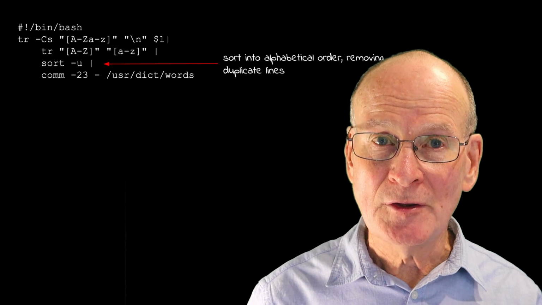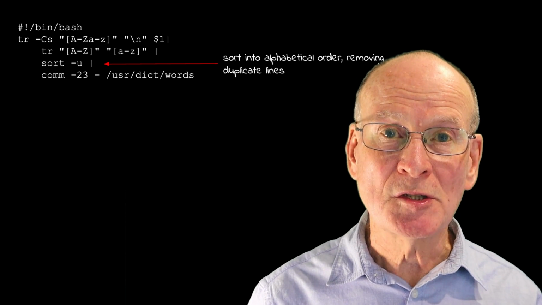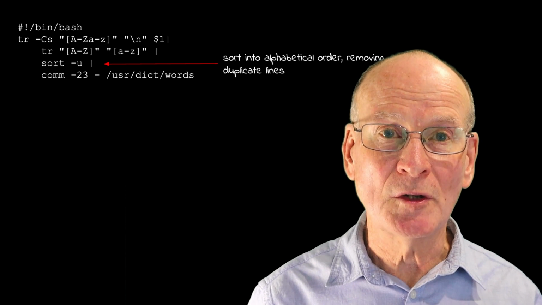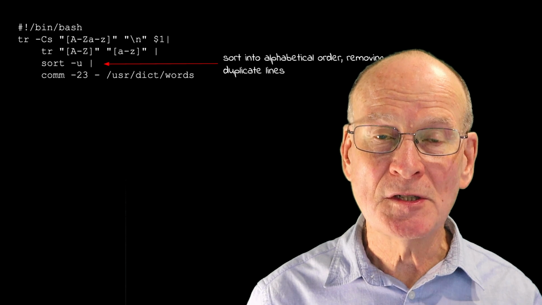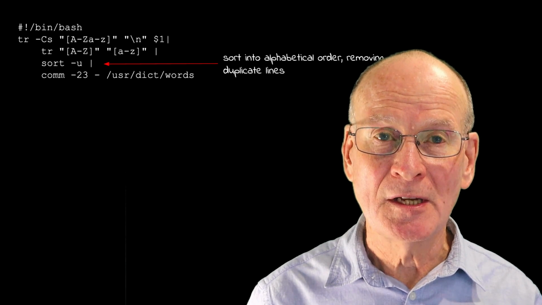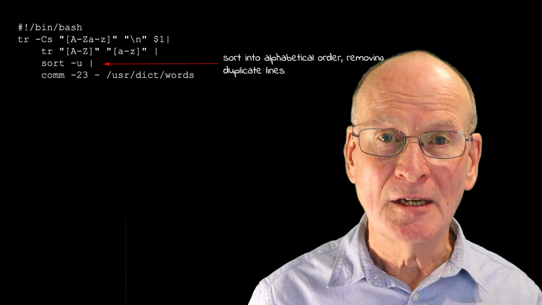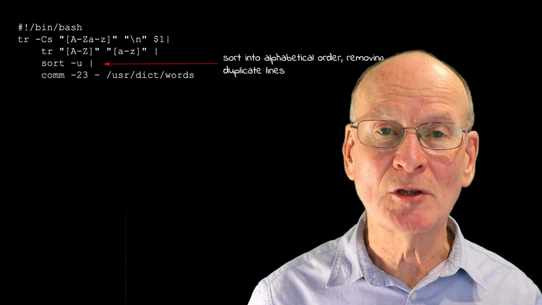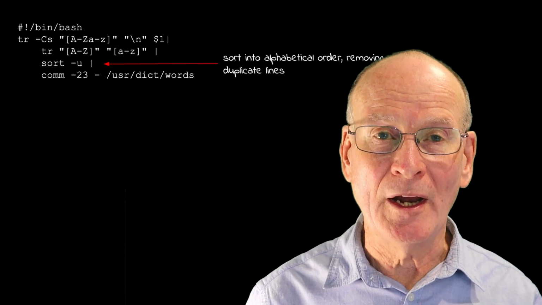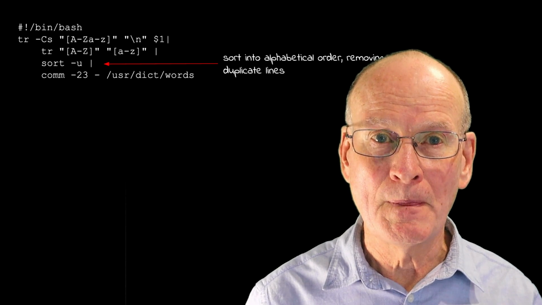The following line, the sort -u, is going to sort the whole file into alphabetical order, and the -u means remove any duplicates. It stands for unique. If it finds multiple copies of the one word, just leave one in there.